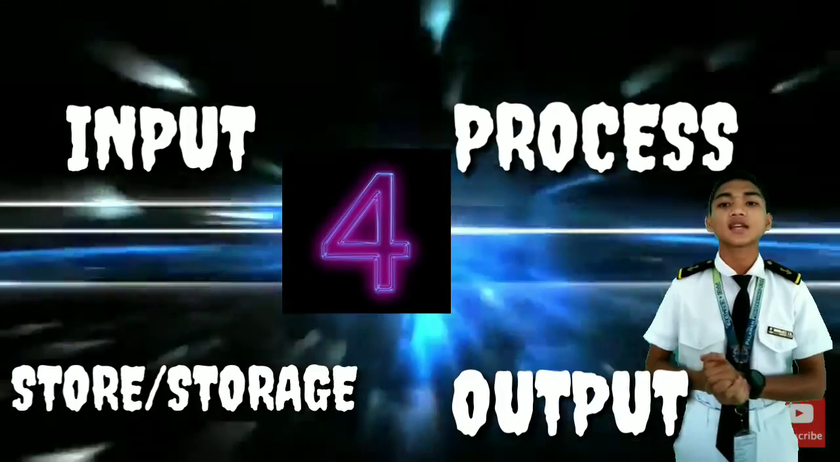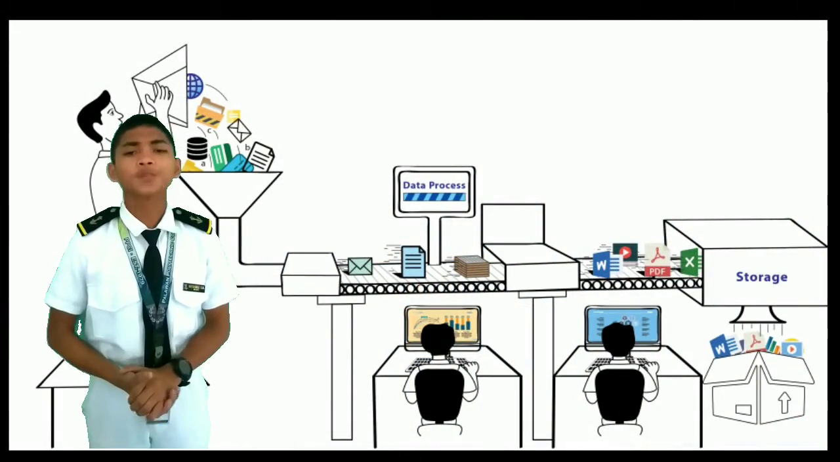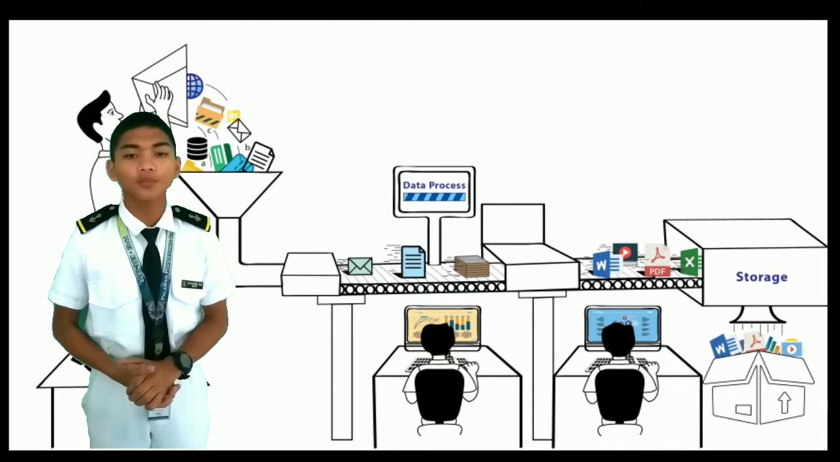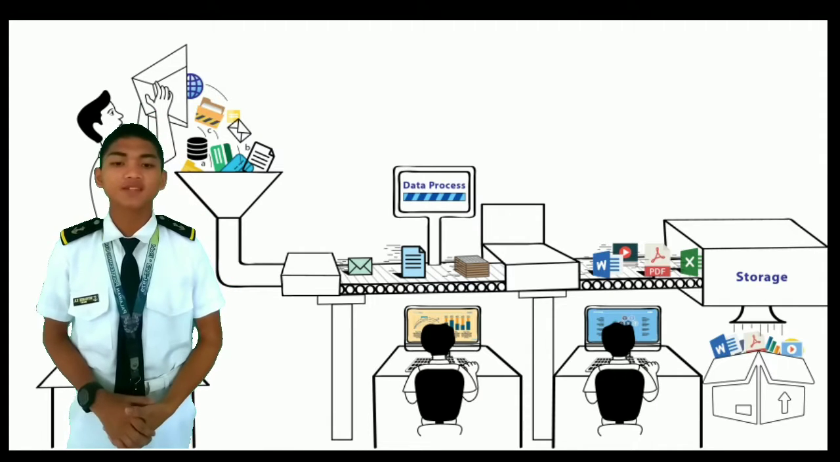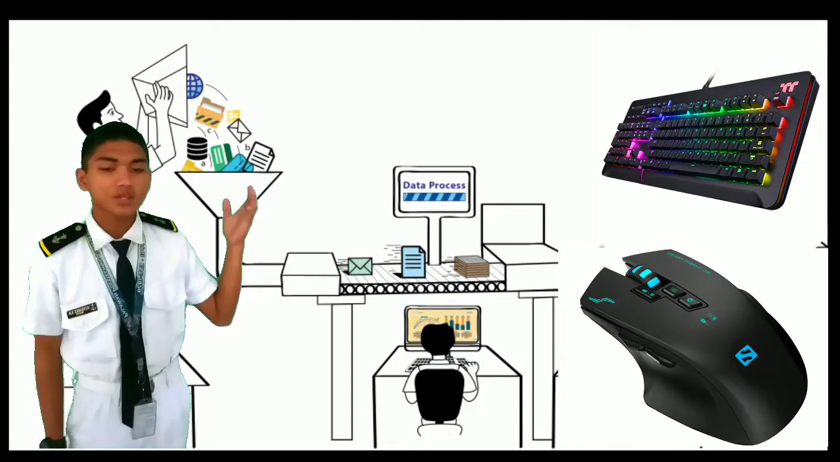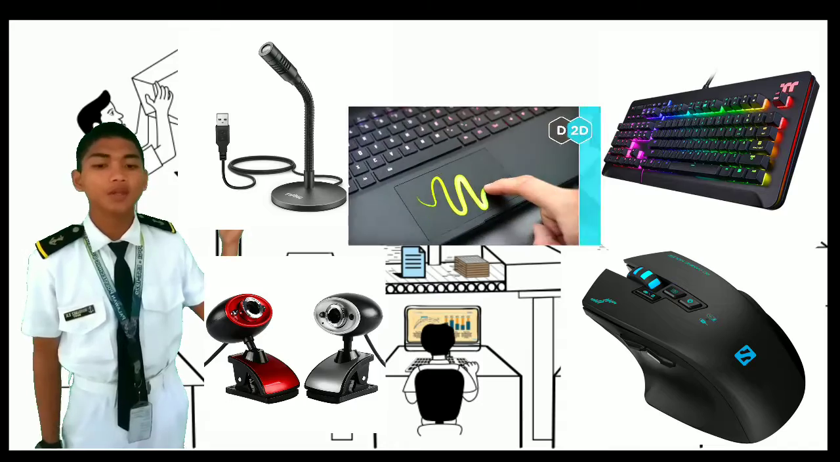So let us discuss first what is an input. Input is a process in which collected data is transformed into a form that the computer can understand. It is a very important step because the correct output result depends completely on the input data. Here are some devices used to provide input: the keyboard, mouse, microphone, webcam, touchpad, and scanner.